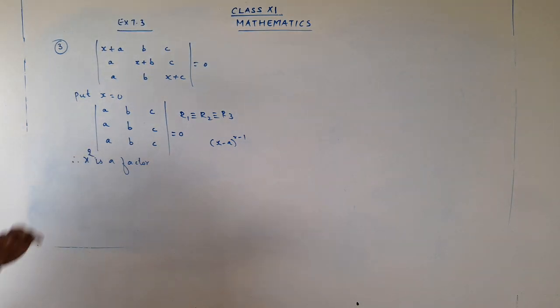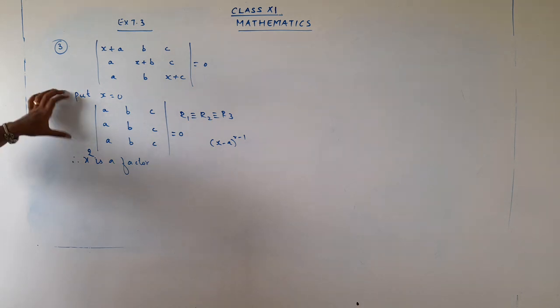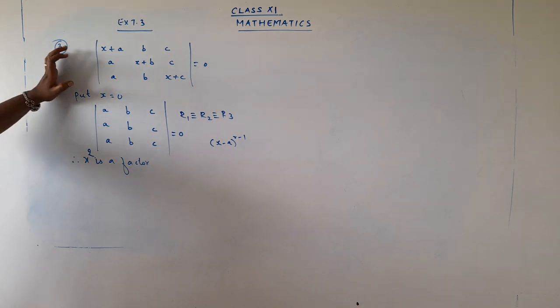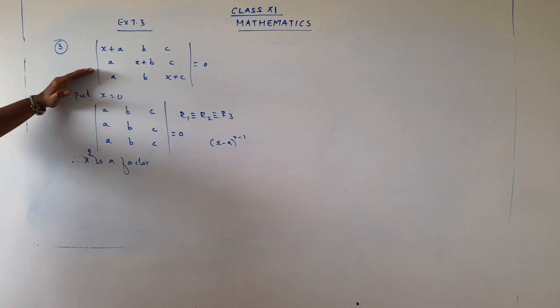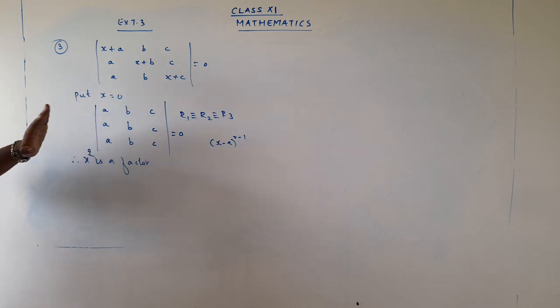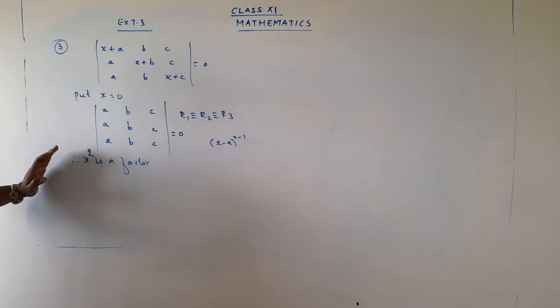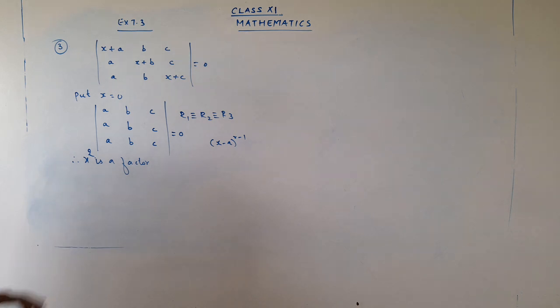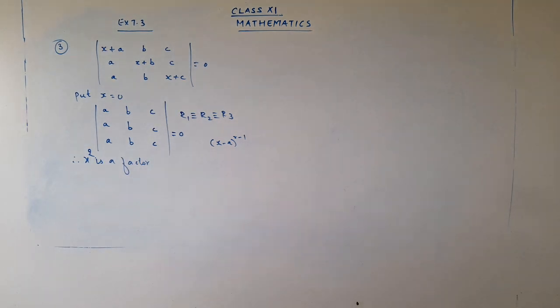So we have just completed one part. We have substituted x is equal to 0. When you substitute x is equal to 0, you get a determinant where all the rows are the same. So you can say that x square is a factor. Just complete this step.